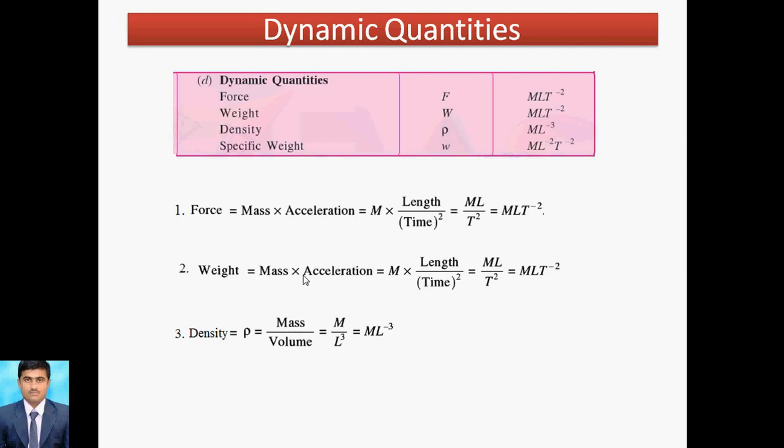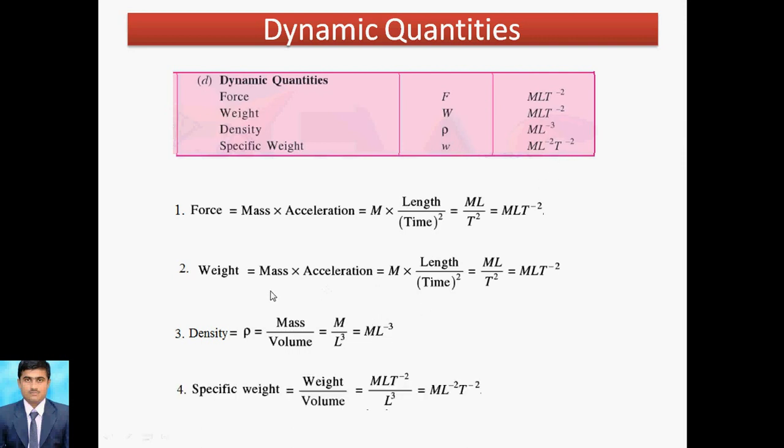Then density. Density is nothing but rho is equal to mass upon volume. Mass we write M. Volume means length cube, so we write L cube. That is why it becomes M L raised to minus 3. So density rho is M L raised to minus 3. This is about the dimension format; we are writing the MLT format.